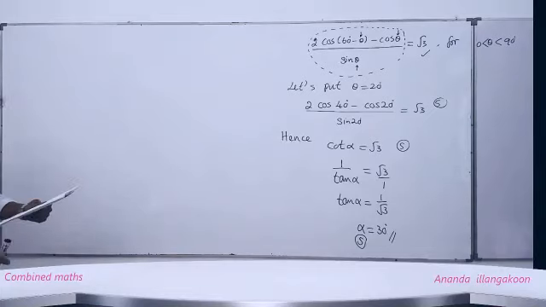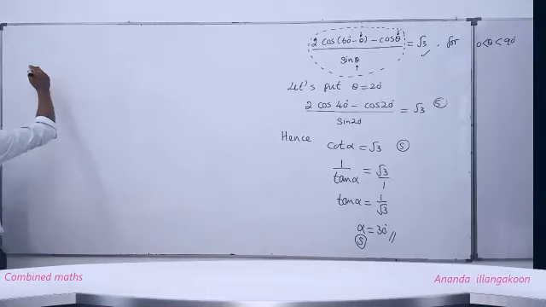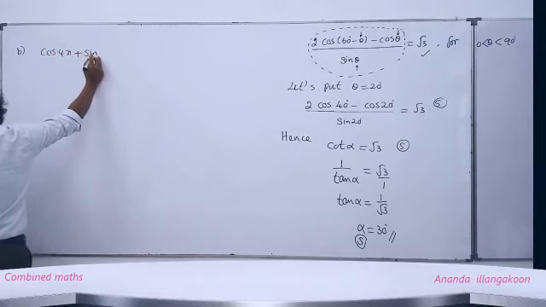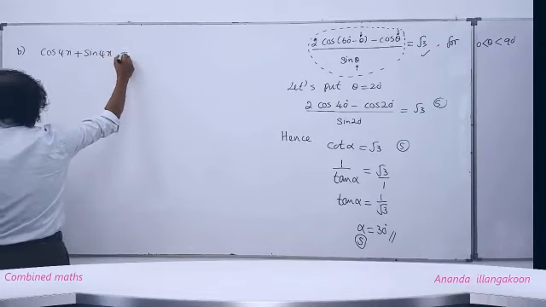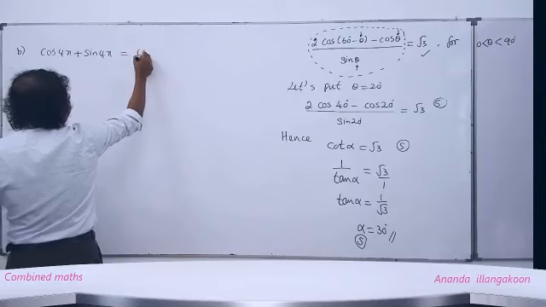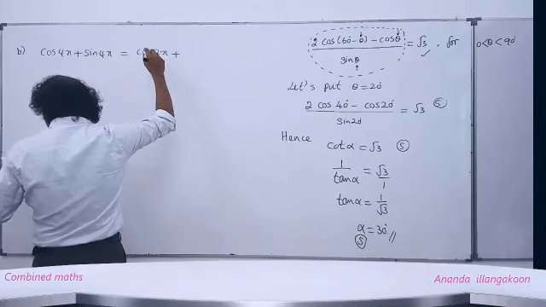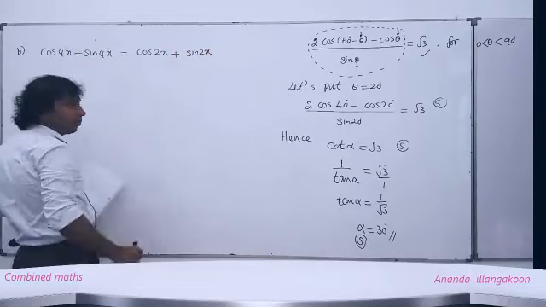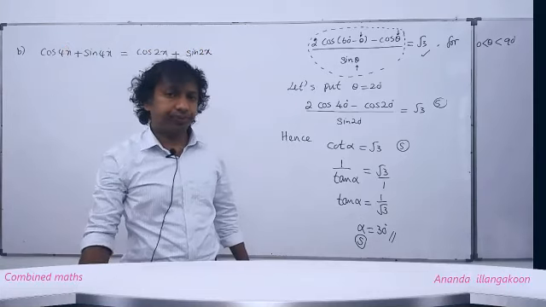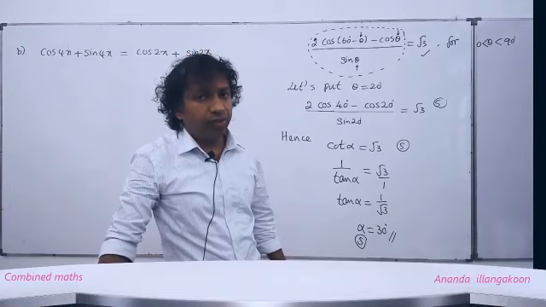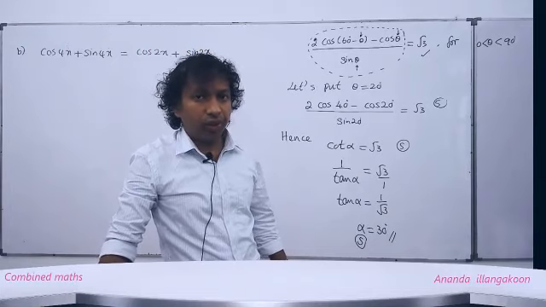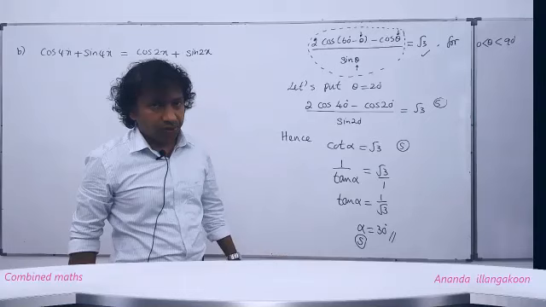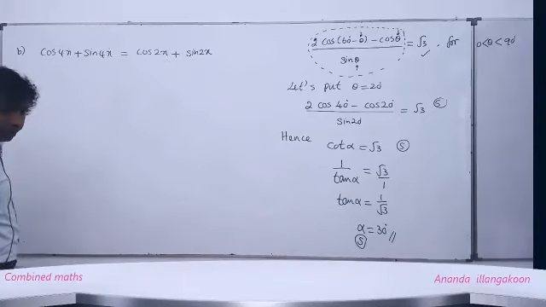The next part is this, people. Cos 4x plus sin 4x is equal to cos 2x plus sin 2x. People, we need to find this x. X means now an angle. That means angle we have to find. Whenever we need to find the angle involving in a trigonometric equation, people, there we have to write the what? General solutions. We have to write the general solutions.